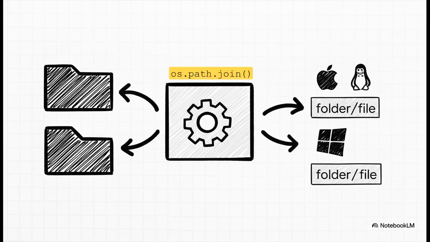And the solution is just beautiful. It's this one elegant, simple function, os.path.join. You just feed it the different parts of your path, like the folder name and the file name, and it automatically uses the correct slash for whatever operating system the script is running on. Mac, Windows, Linux, doesn't matter. This is the secret to writing code that just works anywhere.